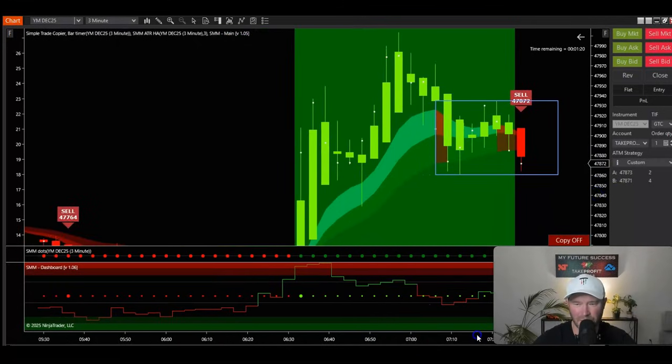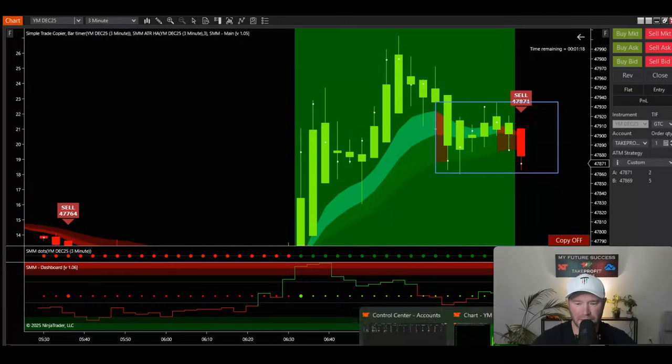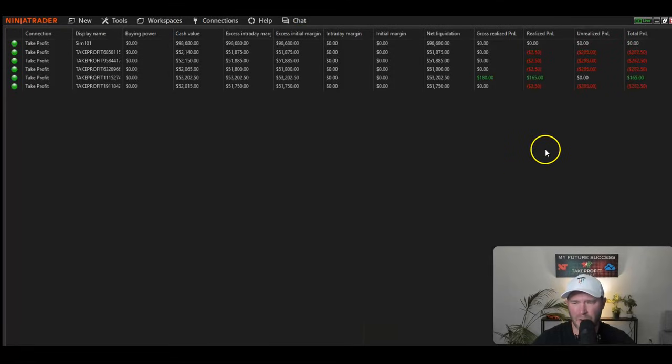Now we're getting a sell signal on there. 2 trades for the day. Let's see how this ended up. Something crazy is going on again.